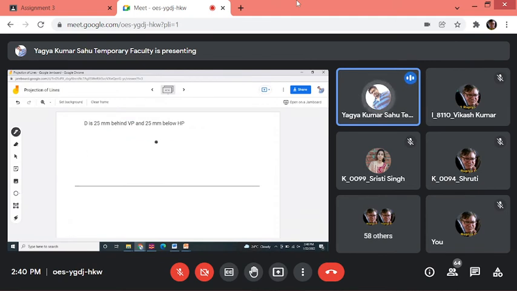What about the front view? Where will the front view be for this particular question? D is 25 mm behind VP and 25 mm below HP. So what about the front view? The point is below HP. Front view below or above? Below. Very good. Front view below XY, so you will get D dash.